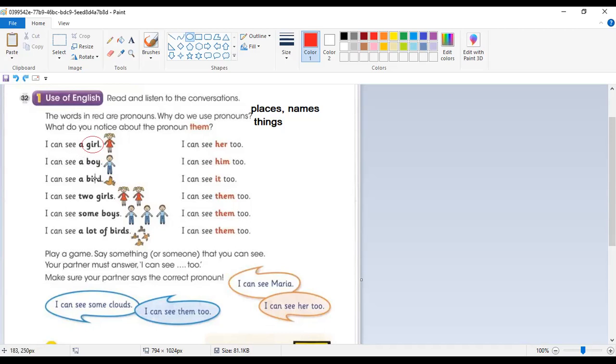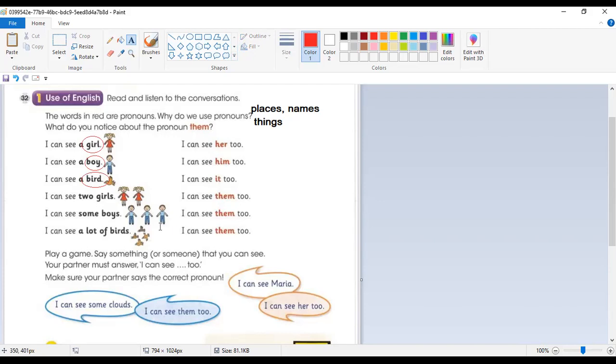See here, for a boy, you use him. For birds you use it, or maybe I can see a table. I can see it too. So you can talk about a table. You can talk about things that do not breathe. Okay, look here. I can see two girls. So for girls, they use them. So the question is here, what do you notice about the pronoun them? We noticed that we can use them for both boys and girls, or even for birds. Even for animals, even for places, or even for things, you can use them.